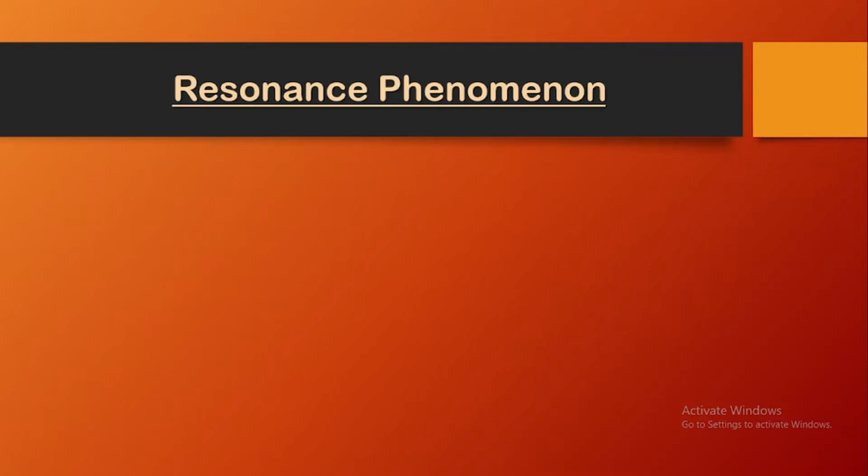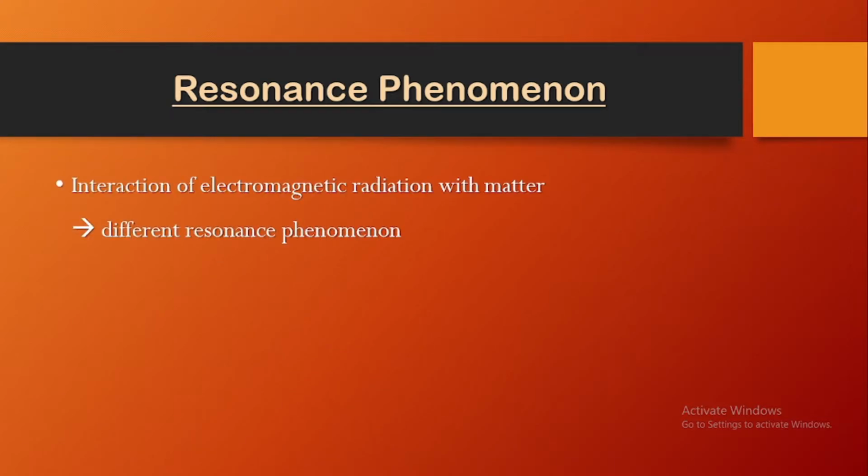Resonance means there should be a maxima, or the energy absorbed will be maximum. The interaction of electromagnetic radiation with matter gives rise to different types of resonance phenomena or resonance spectroscopy. Based on the type of radiation absorbed by or interacted with the matter, we can divide resonance spectroscopy into mainly two types.